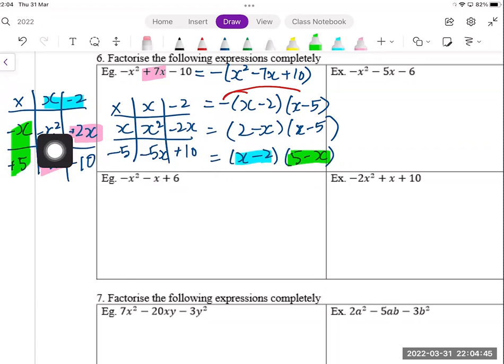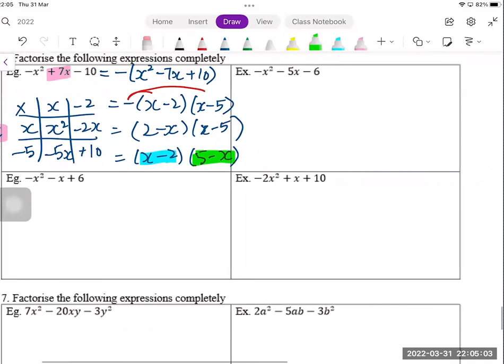Can, but you might find it more confusing that you have more negative signs to account for. So the easiest way out is I take the negative out first, then I factorize this term. After, if I want, I can take my negative and put it back in, okay? And everything will be okay. Can follow? Yes. Okay, so you want to try the next one yourself.